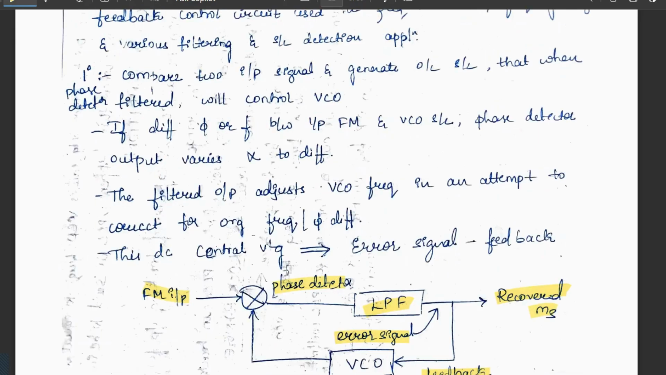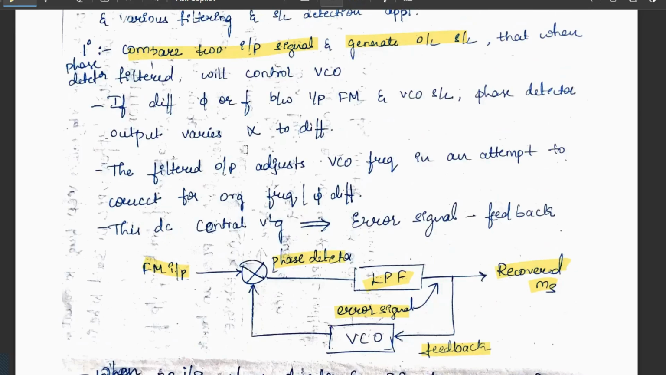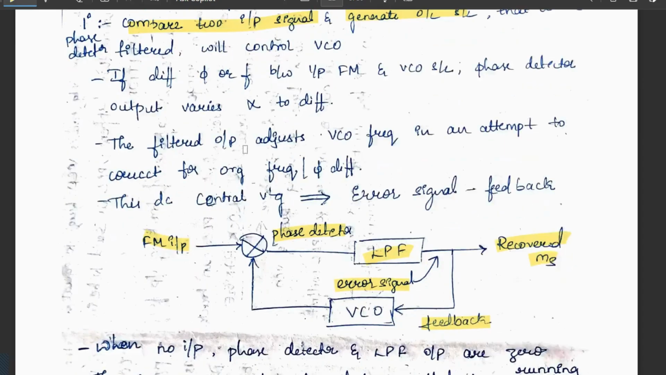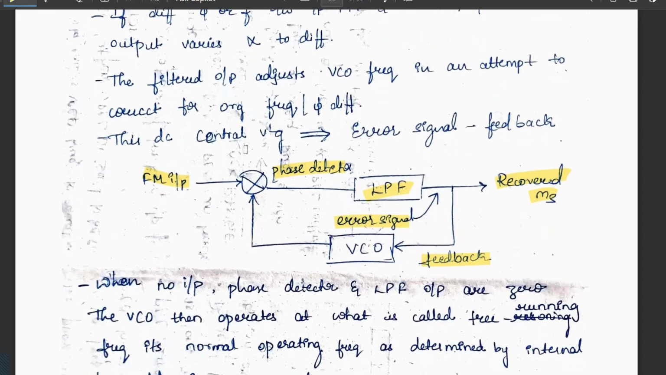Primarily, the function of the phase detector is that it compares the two input signals and generates an output signal that, when filtered, will control the VCO. If there is a difference of phase and frequency between the input frequency modulation and the VCO signal, the phase detector output varies, which is directly proportional to the difference. So the filtered output adjusts the VCO's frequency in an attempt to correct for the frequency, or you can say phase difference. This DC control voltage is called an error signal, which is fed back.